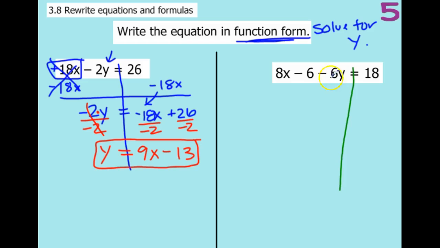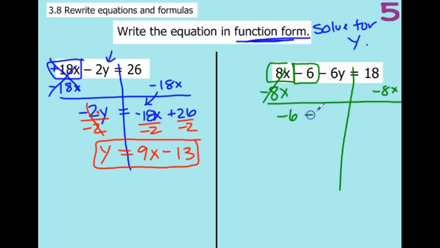Same thing over here, we're going to solve for y. So we need to get rid of this, and we need to get rid of this. It doesn't matter which one you do first. I'm going to subtract our 8x first. Those are gone. We have negative 6 minus 6y. Can't combine those either, so write them separately. Negative 8x plus 18.